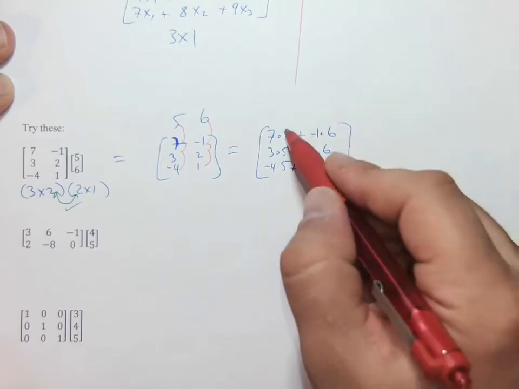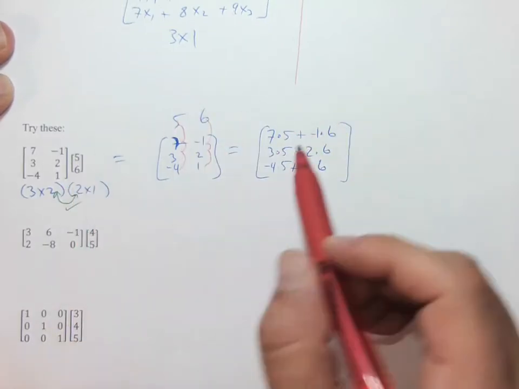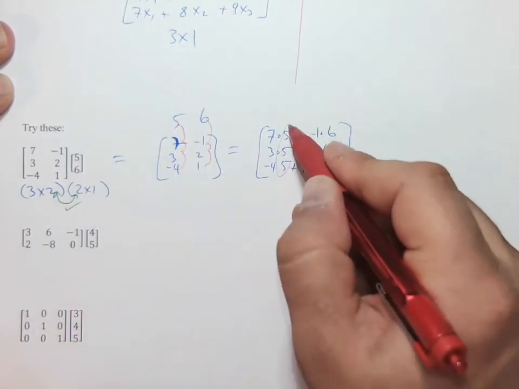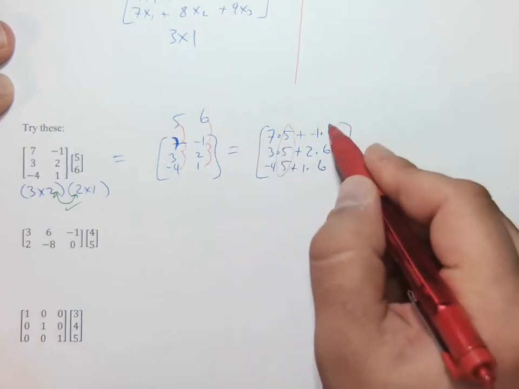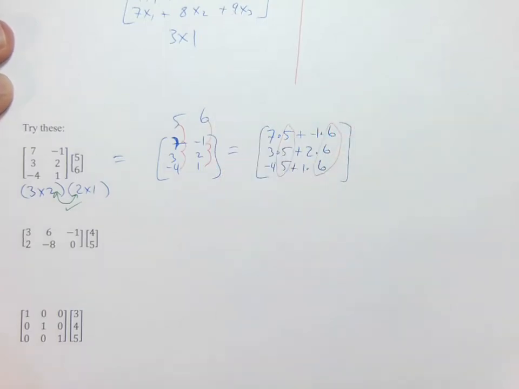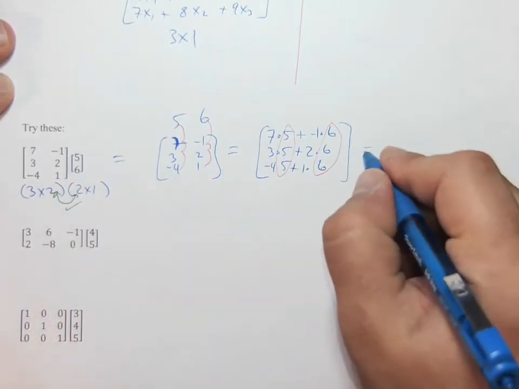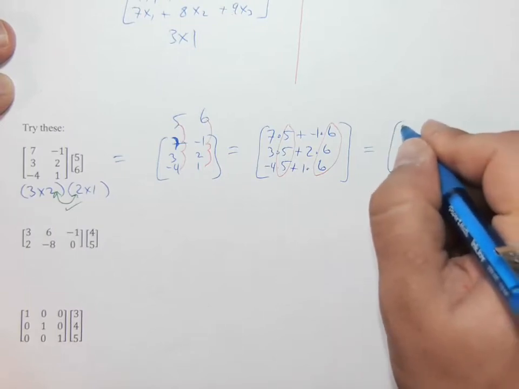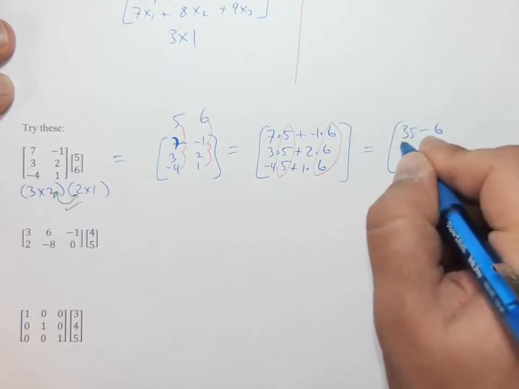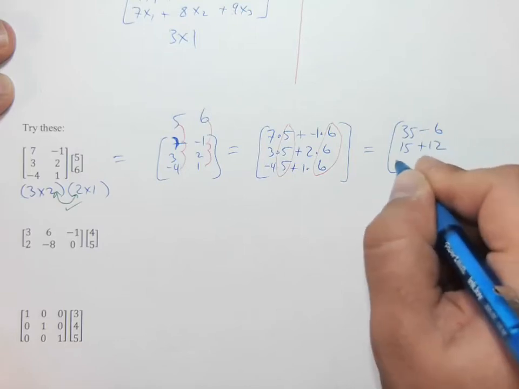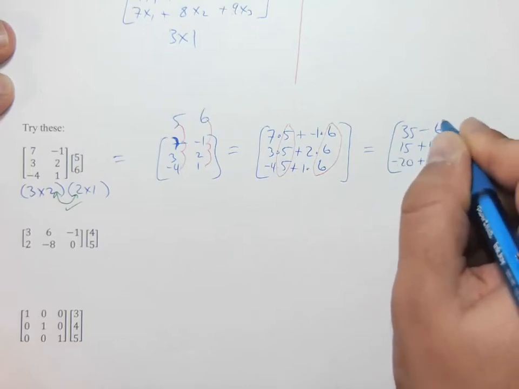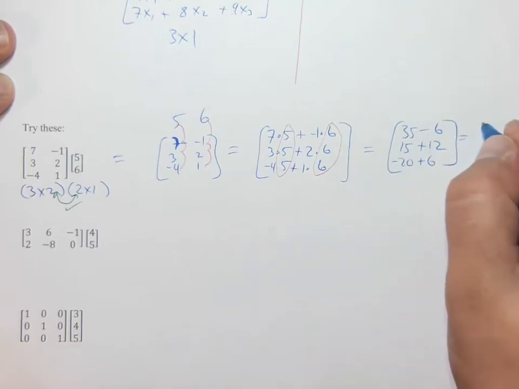And you can see that this 5, which is the first entry in the x, scales everything in the first column, and then the 6 scales everything in the second column. Again, once you do a couple of these, you can probably just jump right from this to the next thing I'm about to write and get right down to the answer. This ends up being 35 minus 6, 15 plus 12, minus 20 plus 6. And so we'll get 29, 27, minus 14.